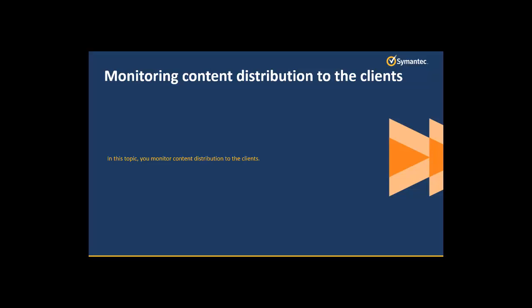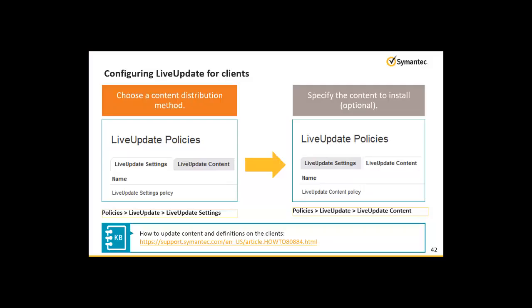In this final topic, I'll cover how to monitor content distribution to the Symantec Endpoint Protection clients. When configuring live update for clients, you choose a content distribution method. You can also specify the content to install. However, this is optional. Note that the default configuration for LU content policies is for the clients to download the latest version available. Your other options are to select specific revisions for particular content types, which keeps the client at that revision until you manually change the content policy. Rolling back includes engines as well as content versions. For information on how to update content and definitions on the clients, see the KB article shown on the screen.